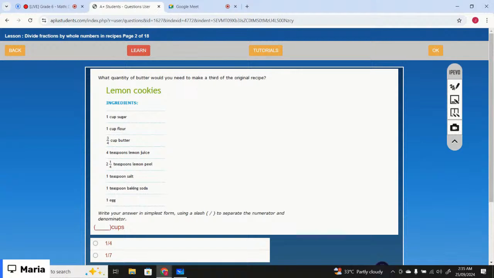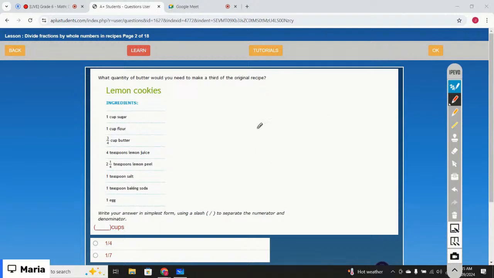What quantity of the butter would you need to make a third of the original recipe? You have to make 1/3 of the recipe, right? So you need to divide the quantity of the butter by 1 by 3. The butter is 3/4 cup, right? So divide 3 by 4 by 3. That means 3 by 4 multiplied by 1 over 3, 3 and 3 cancel out. That means for the 1/3 of the same recipe, you are going to use 1/4 of the butter.